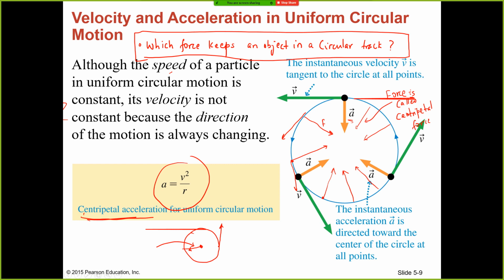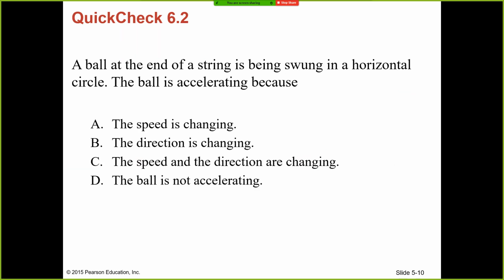And if I ask you what is the centripetal force, what would be the formula? If that's the acceleration, what would be the force? Mass times acceleration. Yeah, exactly. So force is mass times acceleration, and acceleration is v squared over r. So this gives us the force, and this gives us the acceleration.